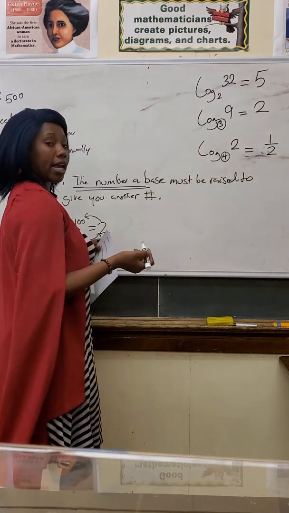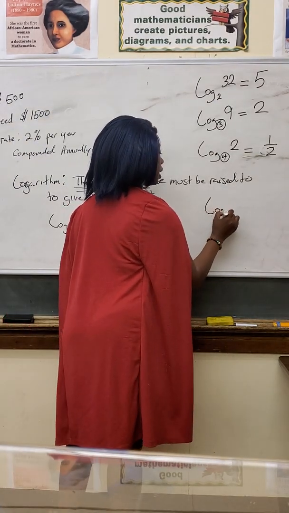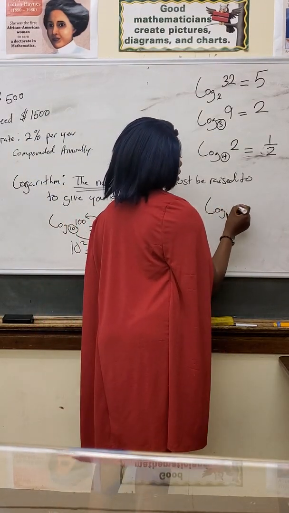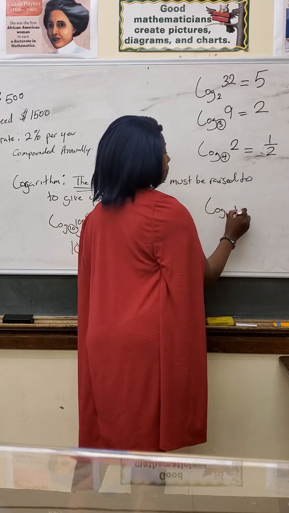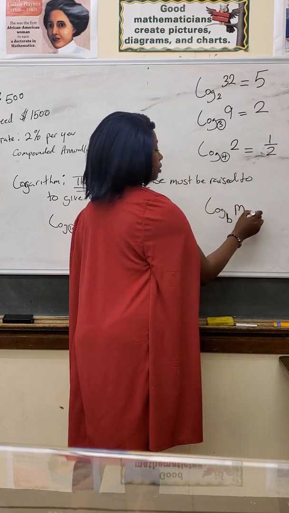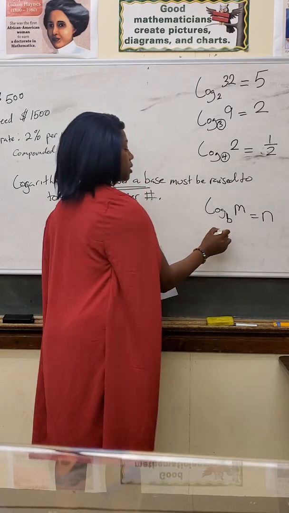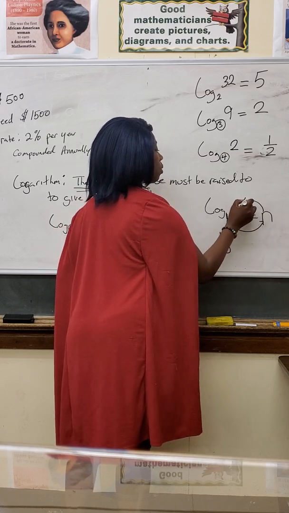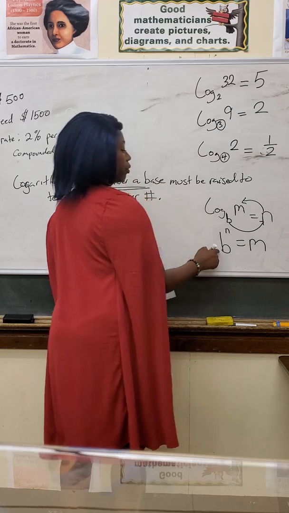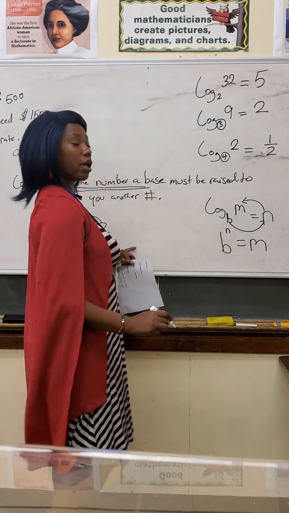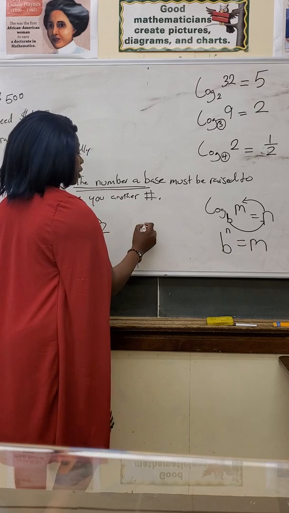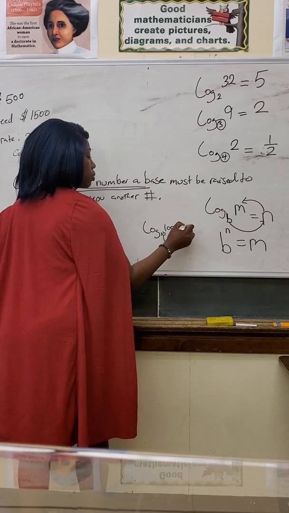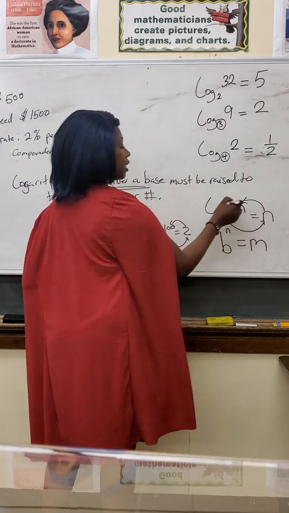And the way you can write it, so let's say it's log in base b of, let's say, I'll just give it a number, m, is equal to n. That means b raised to the power of n has to equal m. And if you ever forget, the one I always use to remember is this: 10 raised to the power of 2 gives me 100. b raised to the power of n gives me m.